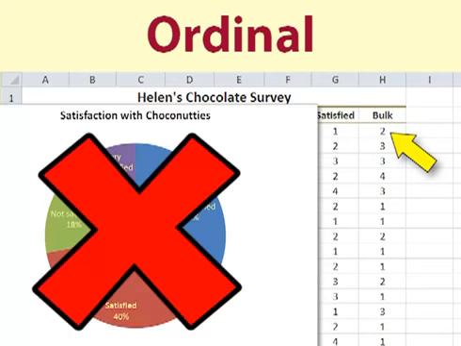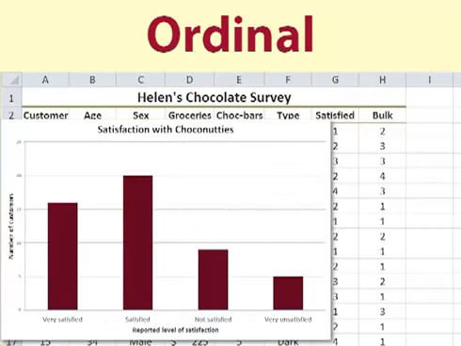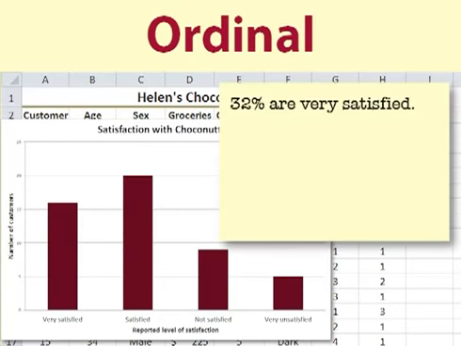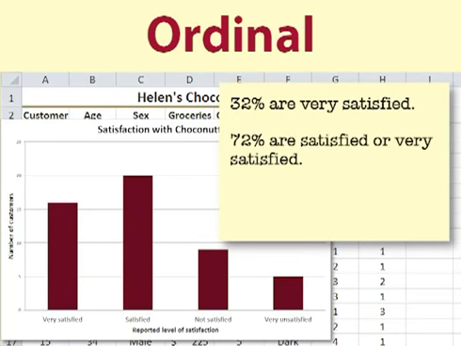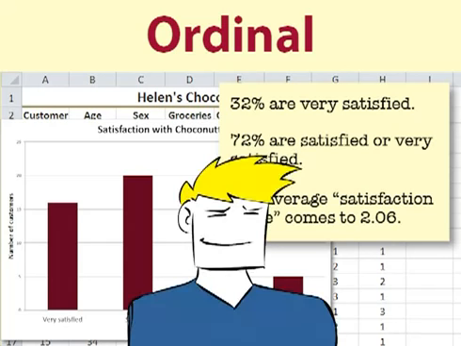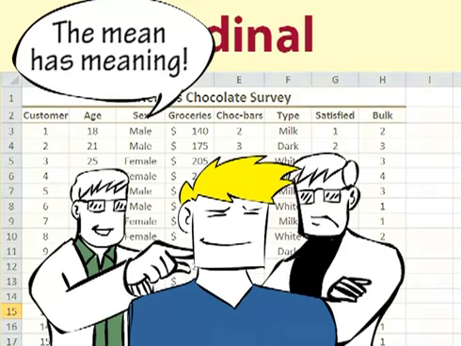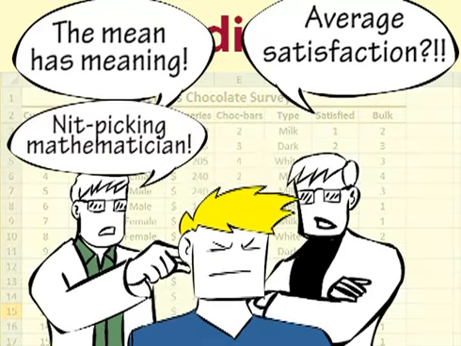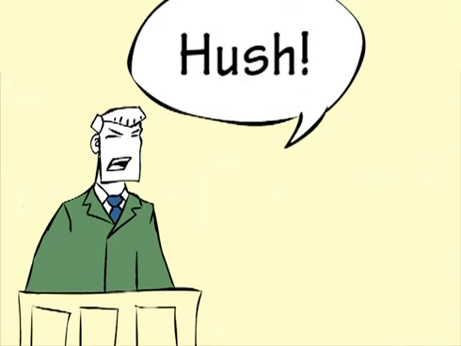These should not be shown in a pie chart. The values should be put in a logical order in a column chart. We could summarise by saying that 32% are very satisfied with Choconutties and 72% of people are satisfied or very satisfied. The average satisfaction score comes to 2.06, which could be interpreted as satisfied. However, it is debatable whether it is sensible to calculate a mean satisfaction score.